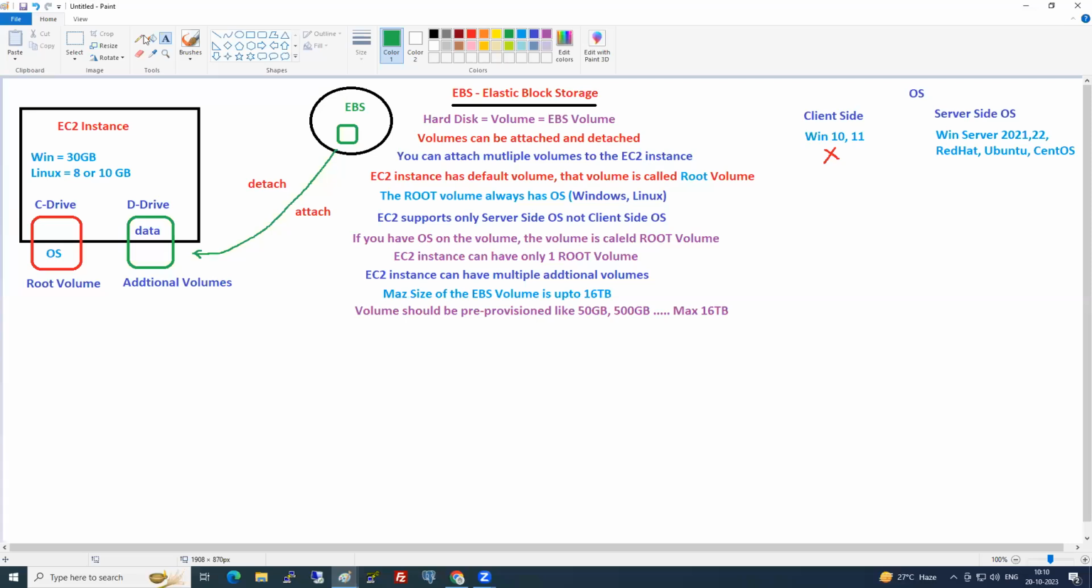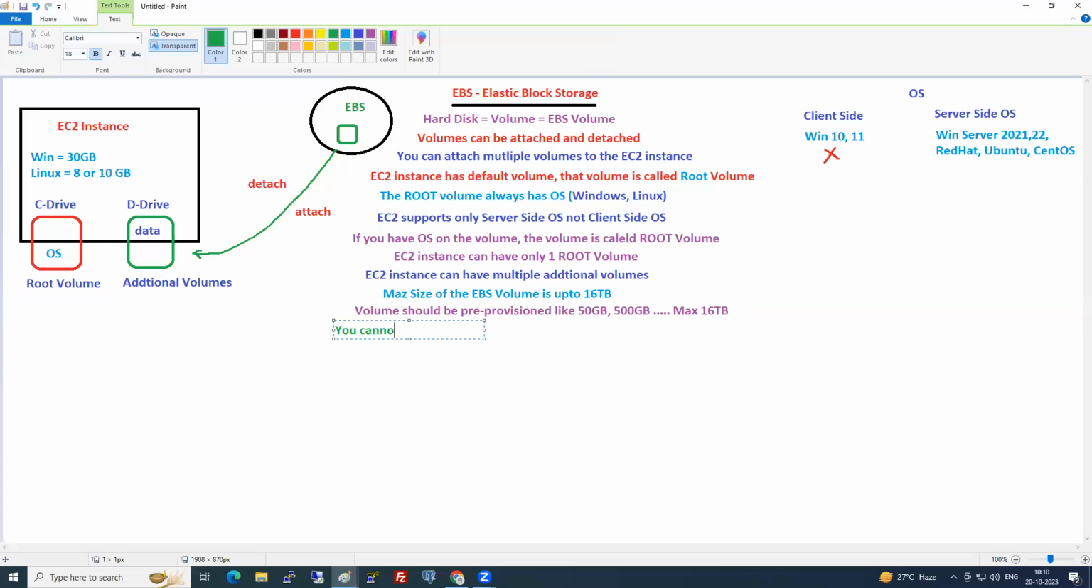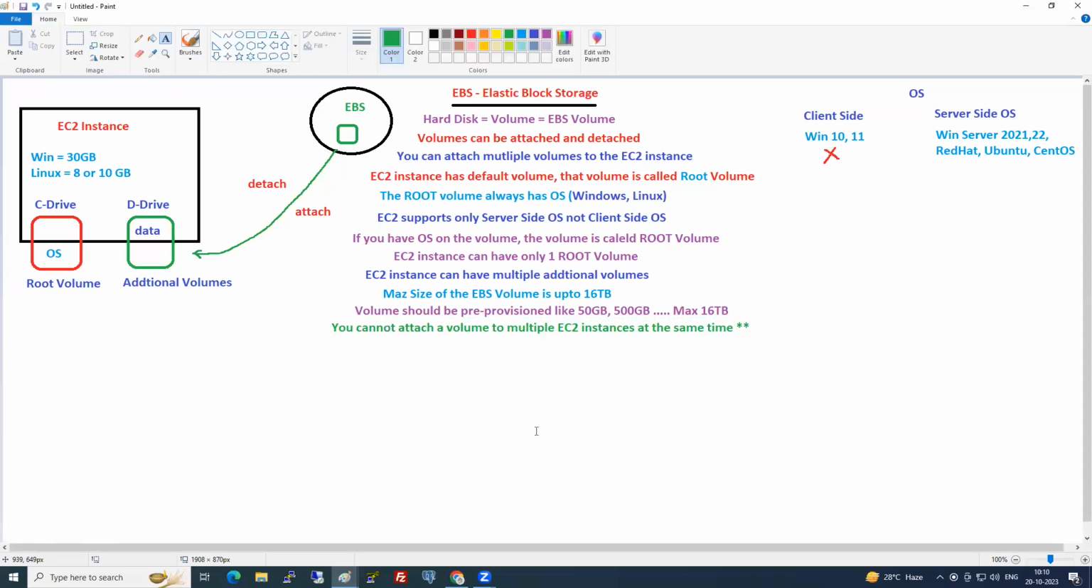See here, this is your answer. You cannot attach a volume to multiple EC2 instances at the same time. I'm putting a star mark here because when we go a little bit deeper, this can be changed. But for now, keep this in mind. One volume cannot be attached to multiple EC2 instances.